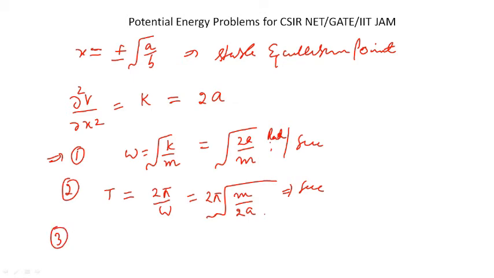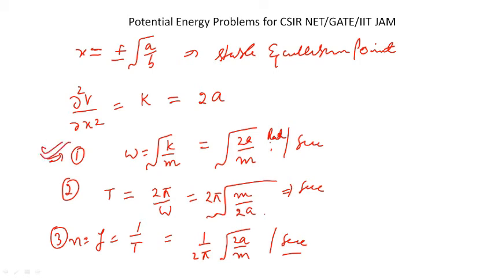And third, the linear frequency f can be written as 1 upon t, or sometimes we write it as n. So it will be equal to 1 upon twice pi root 2a upon m per second. So we can find the value of the angular frequency, the time period, and linear frequency for such type of problems. Now the other problems you have to solve yourself.